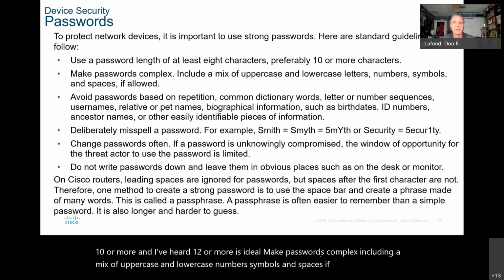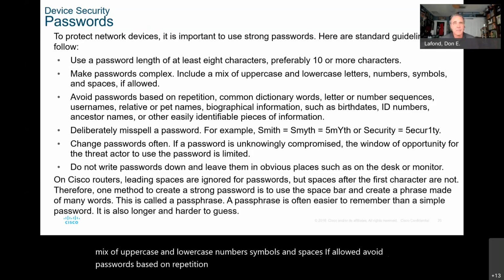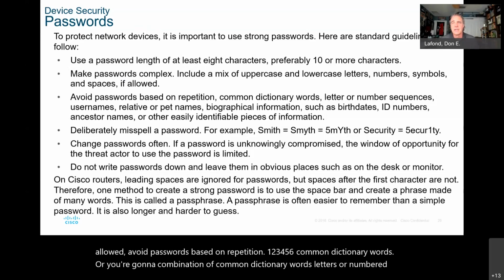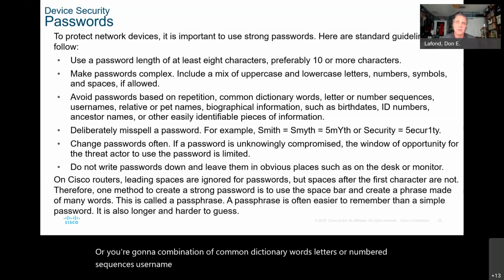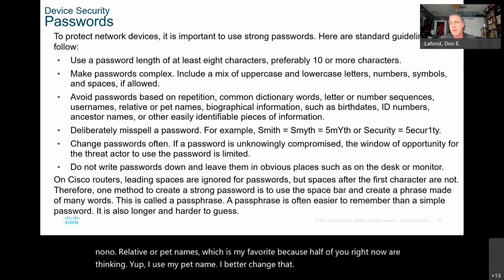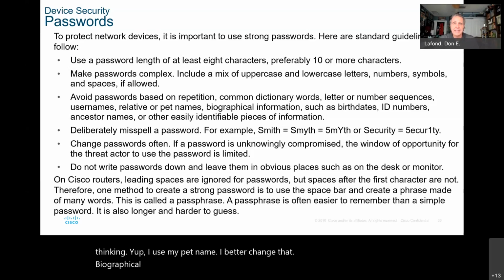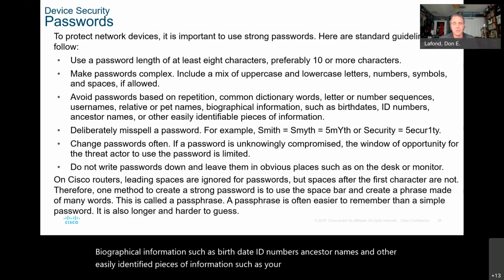Avoid passwords based on repetition, 1, 2, 3, 4, 5, 6. Common dictionary words, or even a combination of common dictionary words, letters or numbered sequences, usernames. Using your username as your password is a big no-no. Relative or pet names, which is my favorite, because half of you right now are thinking, yep, I use my pet name, I better change that. Biographical information such as birth dates, ID numbers, ancestor names, and other easily identified pieces of information, such as your social security number. Don't do that.